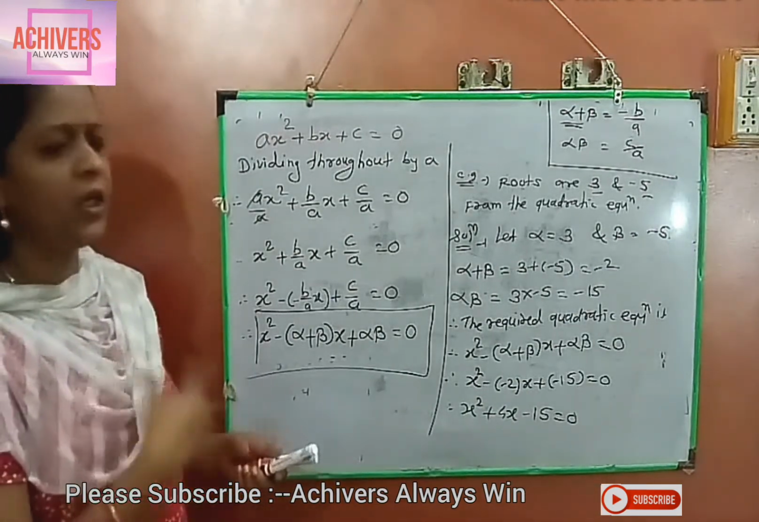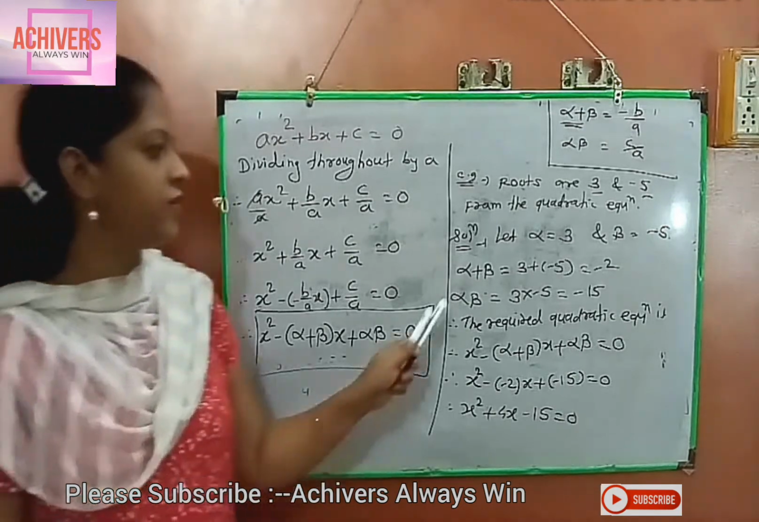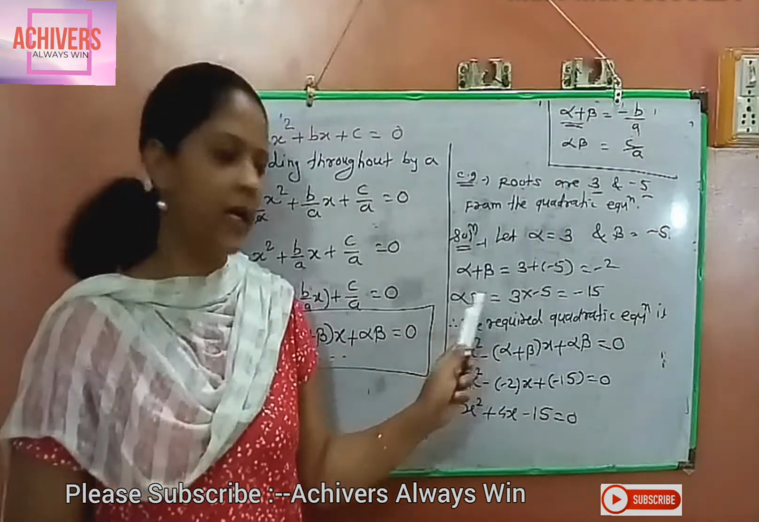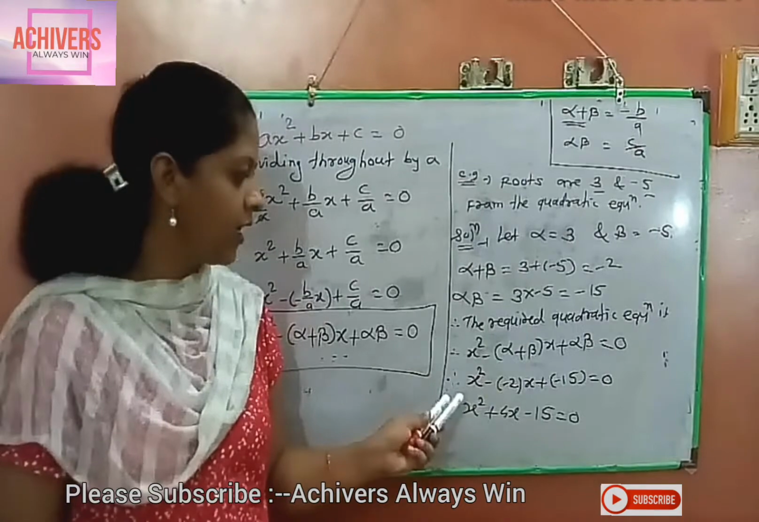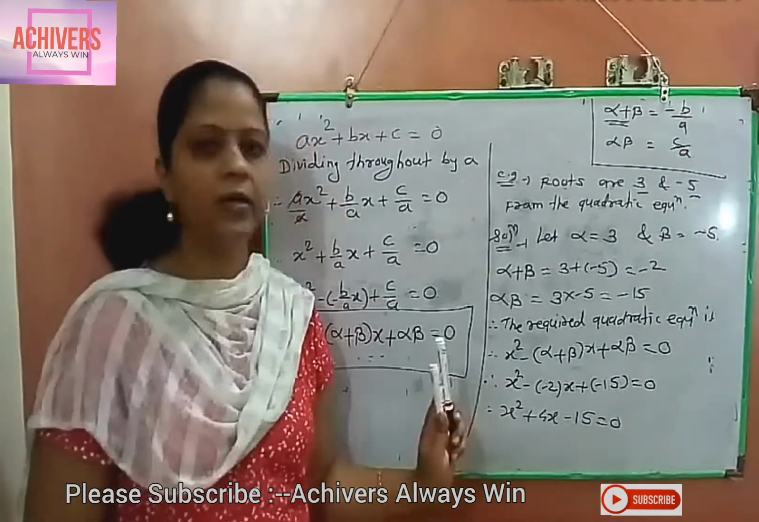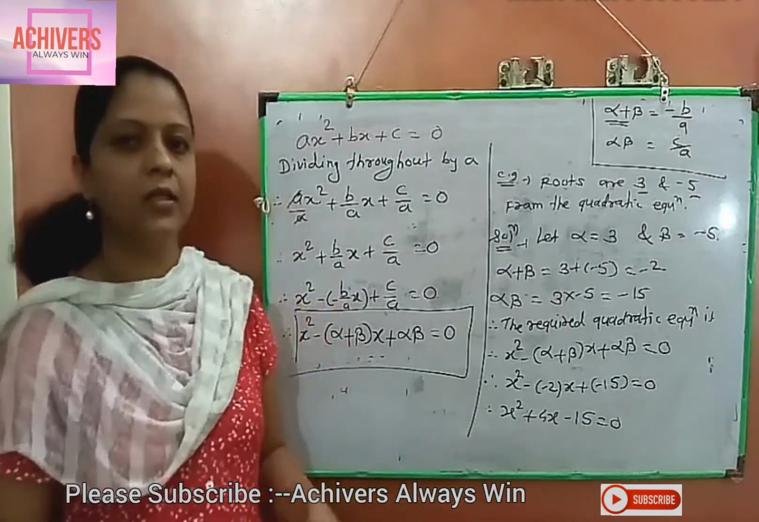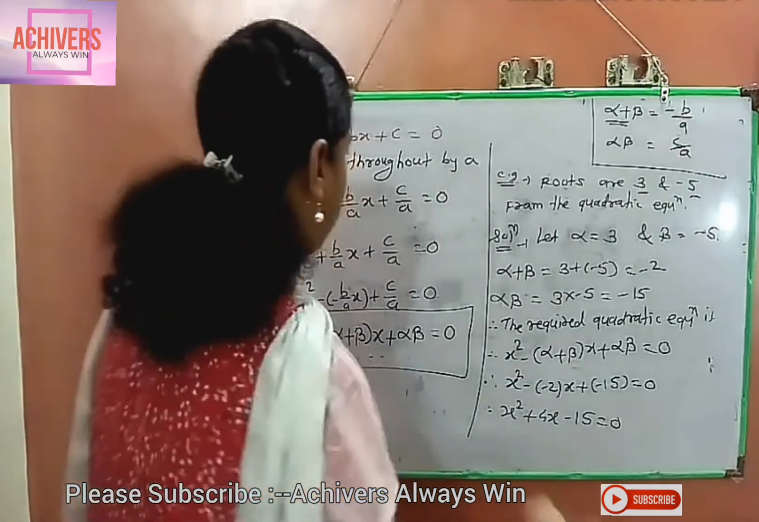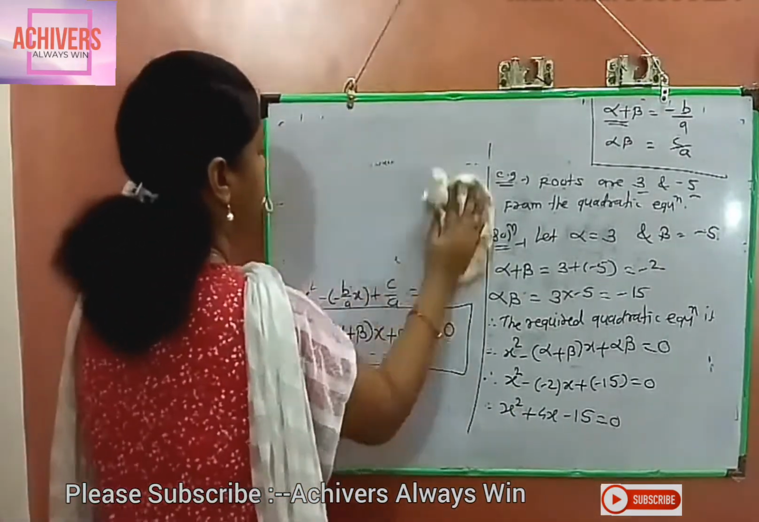If we are given any roots, first we find which values? Alpha plus beta and alpha into beta, and substitute those two values in the given equation, and we get the required quadratic equation. Then the next example on our practice set.